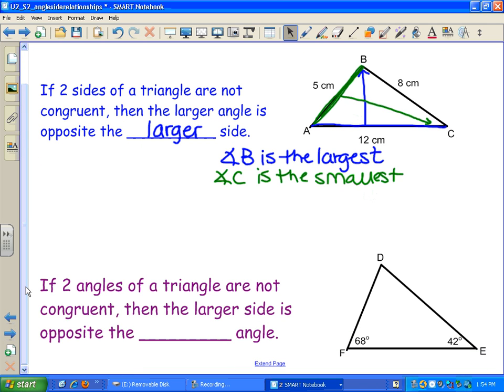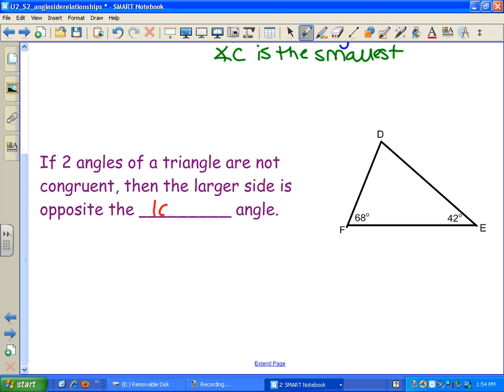Let's take a look here. If two angles of a triangle are not congruent, then the larger side is opposite the larger angle. So just thinking about it in terms of the angle first, let's look at our picture. Triangle DEF. I'm going to go ahead and find angle D. The measure of angle D is going to be 180 minus 68 minus 42. So 180 minus 68 minus 42 gives me 70 degrees. Well, it looks like angle D is the largest angle.